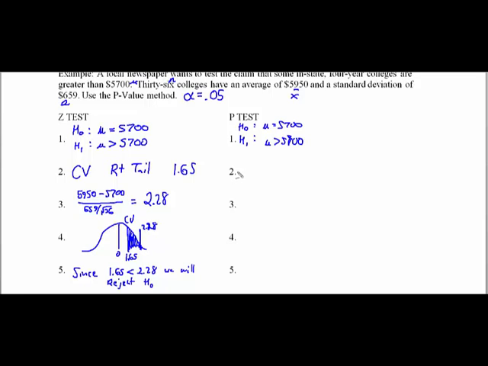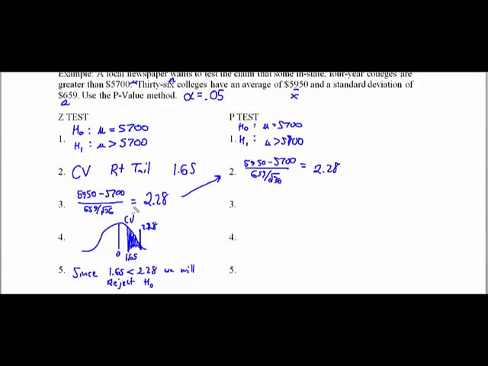Step 2 is not going to find the critical value. Step 2 is going to run the test value. So it would be the 5,950 minus 5,700 divided by the 659 divided by square root of 36. And what this gives me is 2.28. Now, that step is the same as it is over here.